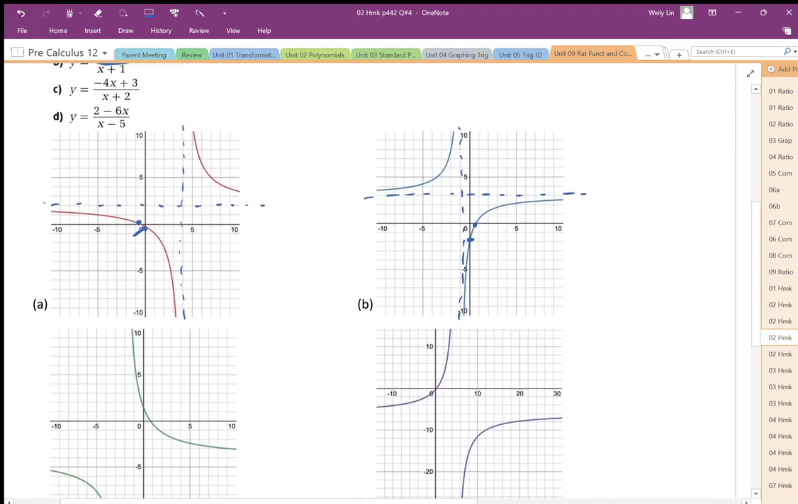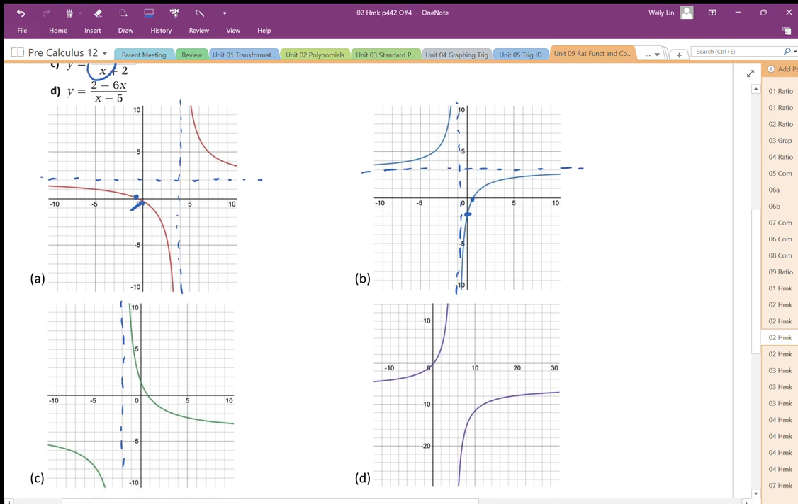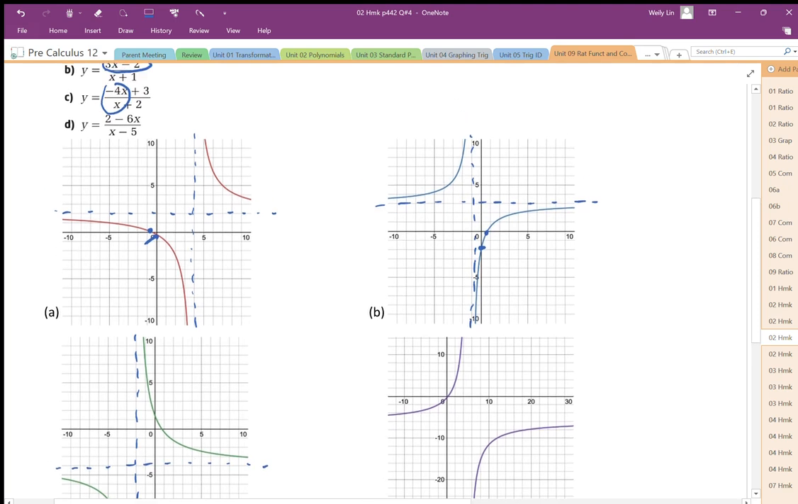For C in green, we can see that our vertical asymptote is going to be at negative 2. Because of that negative 4x over x, our horizontal asymptote is at negative 4. We plug in our zeros, we get a y-intercept of positive 1.5. And when we solve for the numerator, we end up with positive 3/4 as the x-intercept. So the zero of the numerator gives us the zero of the function.